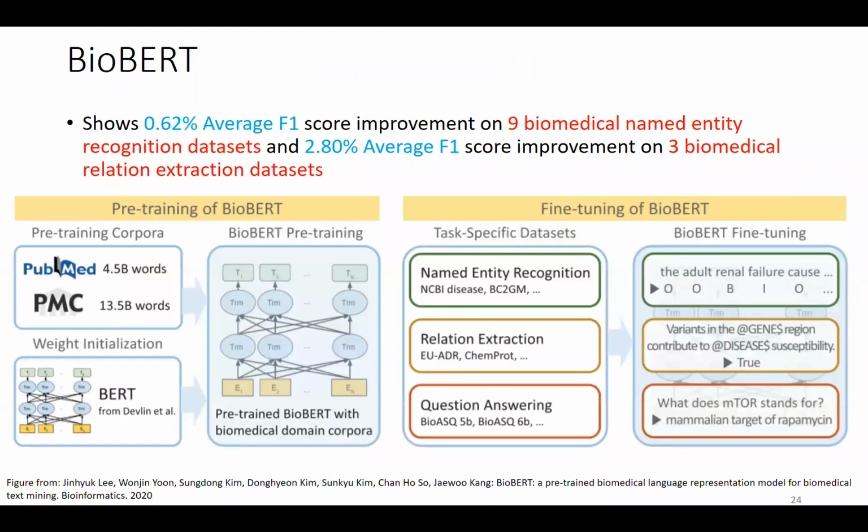Here is one of the state-of-the-art BERT-based models, BioBERT. It's shown that it's very effective in many tasks. In general, the standard BERT-based model is fine-tuned over biomedical related articles, such as PubMed abstracts and full articles. Then different tasks are fine-tuned based on different kinds of supervision signals, like named entity recognition or relation extraction and so on.